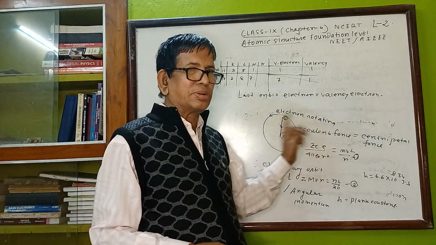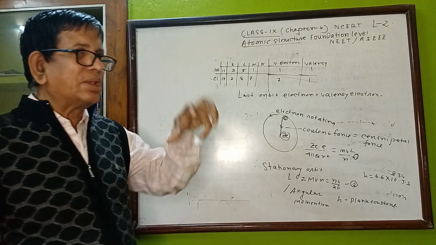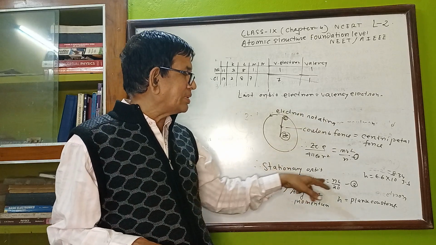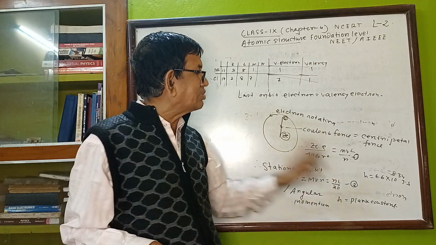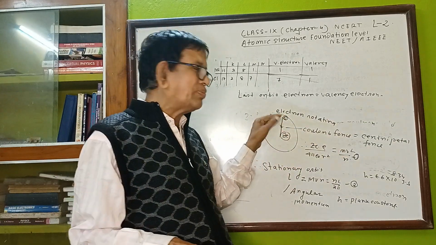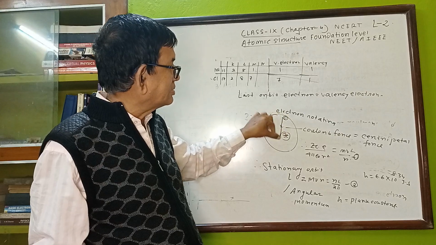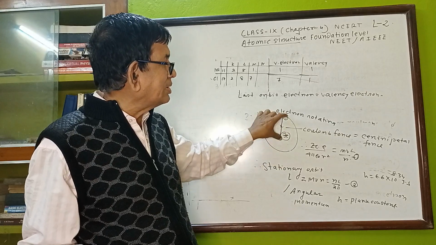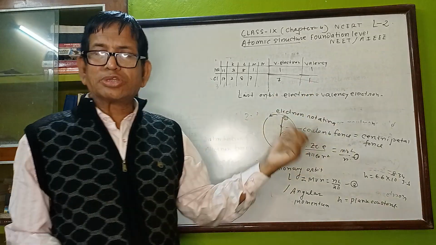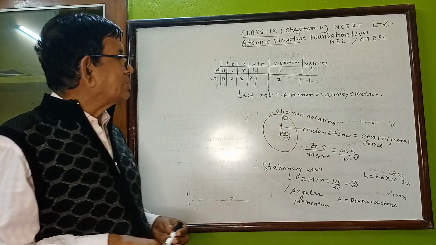And this value, 1 by 4 pi epsilon, is 9 into 10 to the 9. It is not required now, but always remember electrons are moving in that stationary orbit, where angular momentum is an integral multiple of h by 2 pi. In that orbit, two forces are acting on the electron. One is the Coulomb attractive force towards the nucleus, balanced by the centripetal force due to rotation around the nucleus.